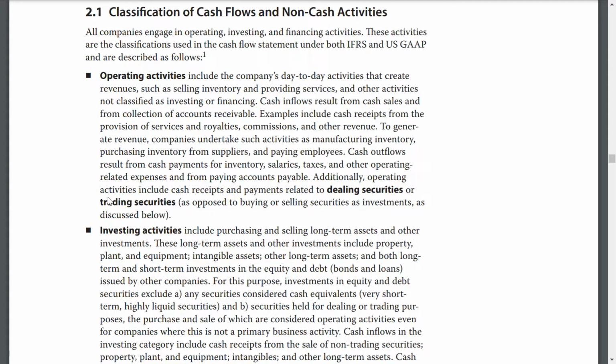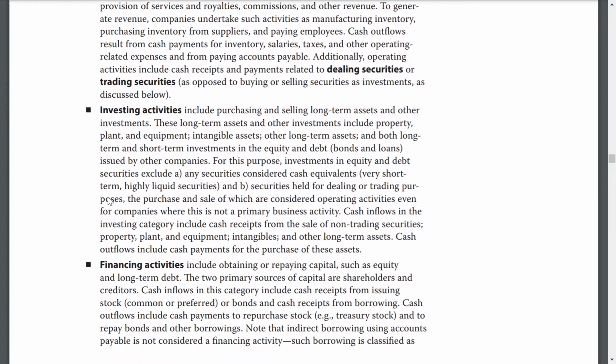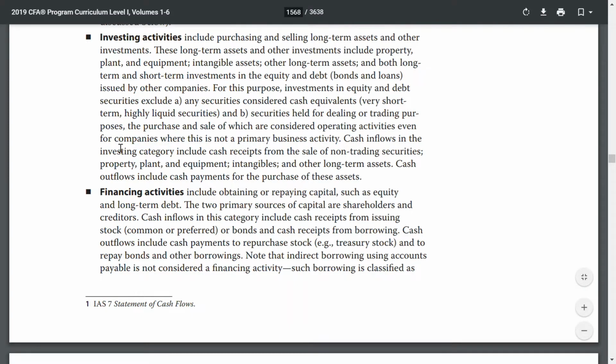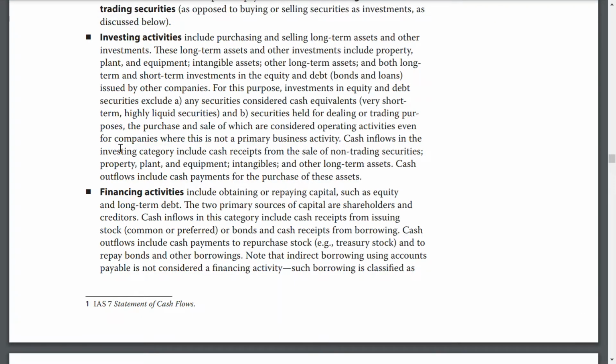Investing activities include purchasing or selling long-term assets and other investments. These long-term assets and other investments include property, plant, and equipment, intangible assets, and long-term assets, as well as both long-term and short-term investments in equity and debt, such as bonds and loans issued by other companies. Investments in equity and debt securities exclude any securities considered cash equivalents, and securities held for dealing or trading purposes, the purchase and sales of which are considered operating activities, even for companies where this is not a primary business activity.